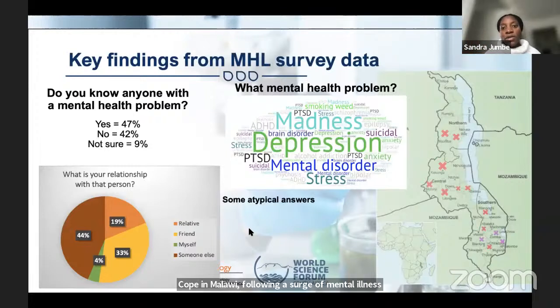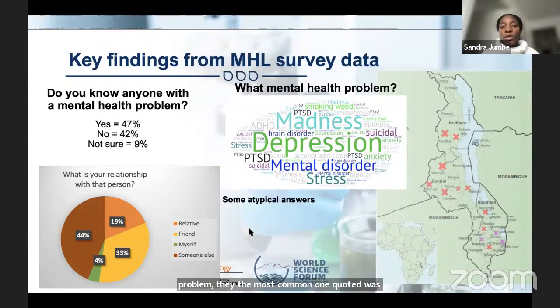We also conducted a national survey where we had a mental health literacy scale that we got young people in community settings, both rural and urban, to complete. One of the questions that was quite interesting is, do you know anyone with a mental health problem? About half of the respondents, we had 700 people respond in total, said that they did know someone with a mental health problem. And most of those people said their relationship with that person was that they were either a relative or a friend.